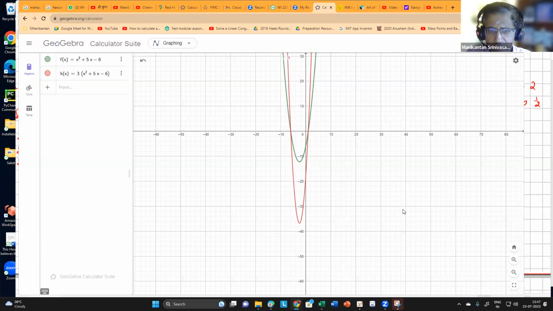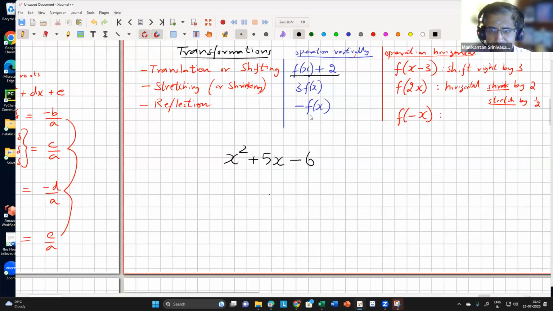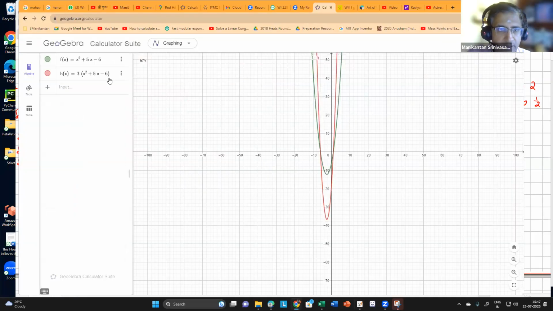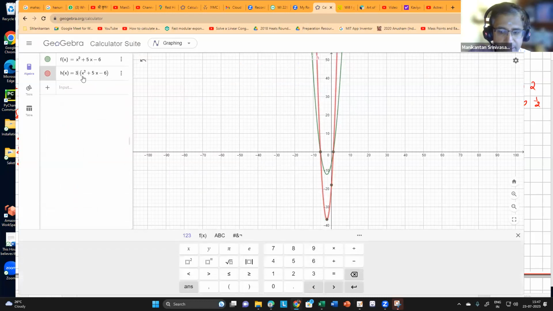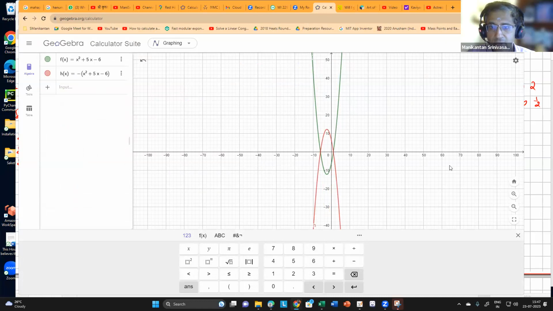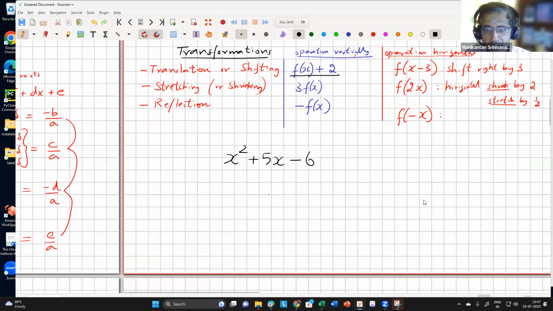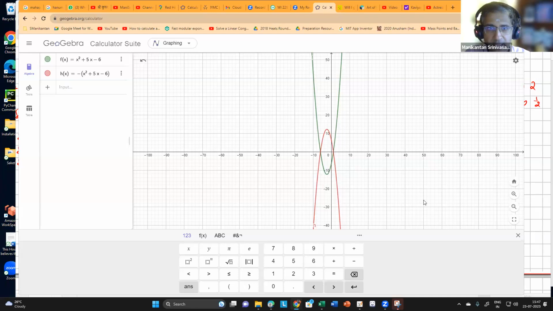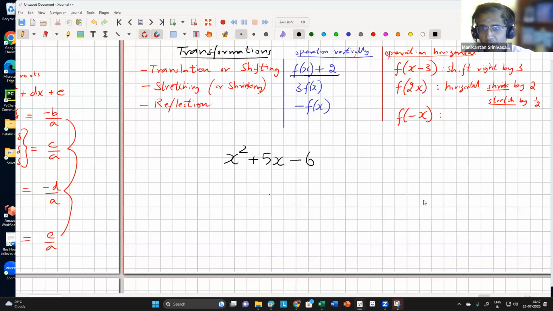Okay. Now, the last one is reflection, minus of f of x. So here, I'll just replace the 3 with a minus sign. Okay. So that's this reflection, vertical reflection. Whatever is up has come down, whatever is down has come up. Okay, does it make sense, all of them? So that's the vertical operations. Is this all okay, consistent? Yes, sir. Okay, all right, now let's do the horizontal.